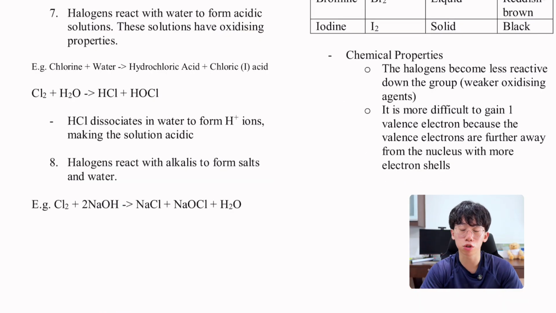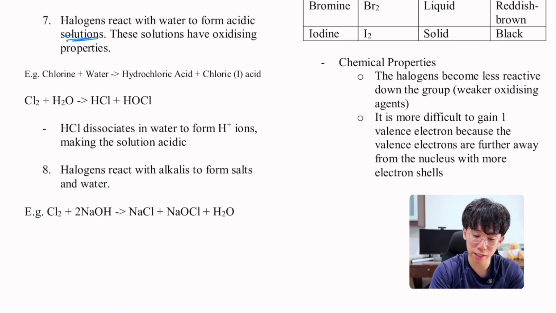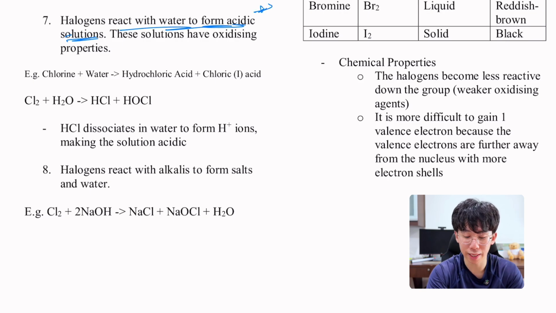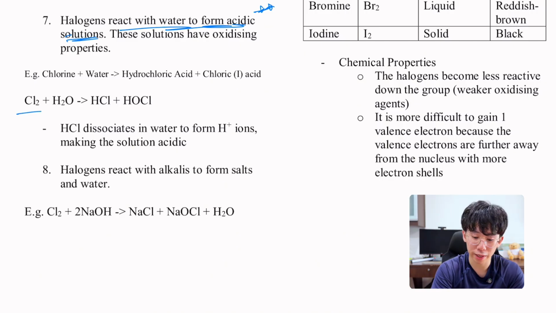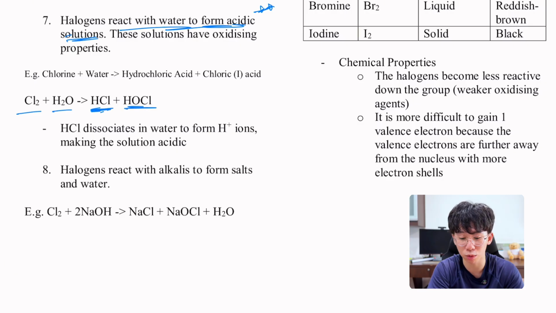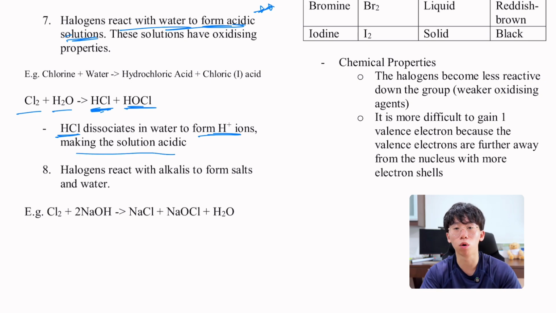Next, your halogens also react with water to form acidic solutions. Again, this is very important, and these solutions will also have oxidizing properties. So for example, your chlorine can react with water to give hydrogen chloride, which is hydrochloric acid in water, and chloric(I) acid, which is HOCl. And this HCl is what makes the solution acidic because, remember, HCl is a very strong acid, and you can form H+ ions in water itself.